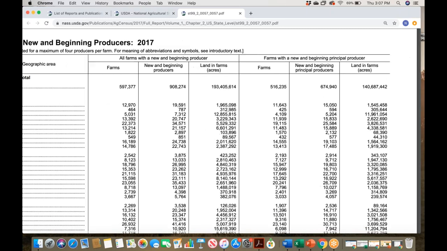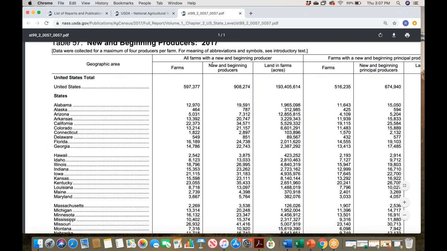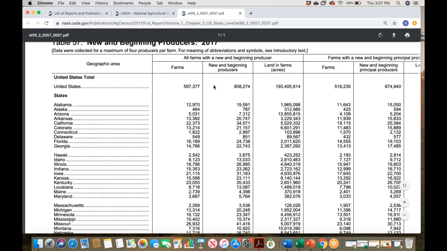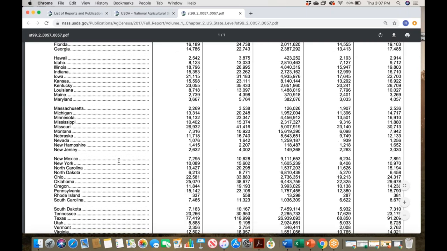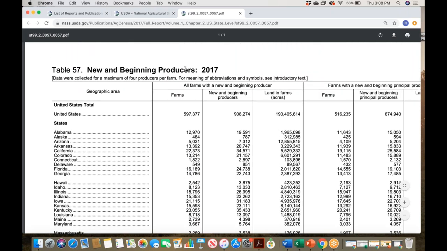So let's say all farms with a new and beginning producer. This tells you the number of farms, this tells you new and beginning producers, and this tells you the land in farms that have new and beginning producers. So you could just find your state. New Mexico is a state of interest for us, so there are 7,295 farms in New Mexico that have a new and beginning producer. Okay, so you can find information like that.